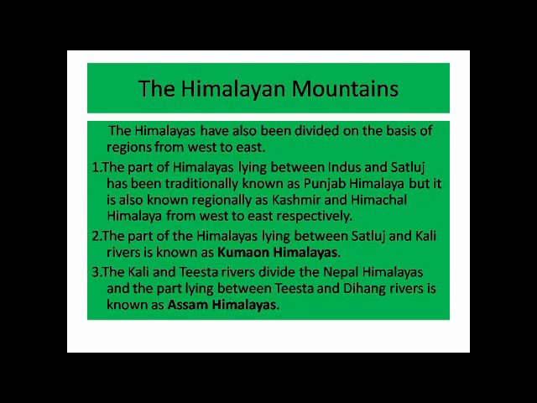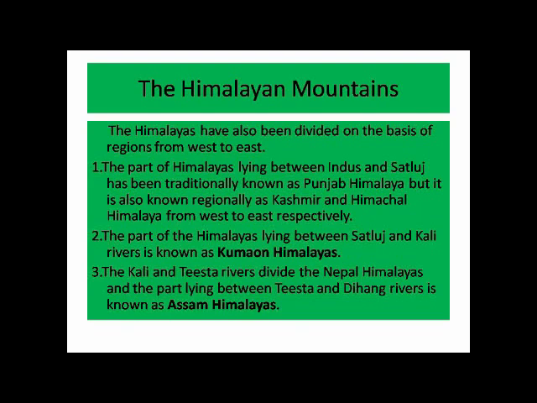The Himalayas have also been divided on the basis of regions from west to east. The part of Himalayas lying between Indus and Satluj has been traditionally known as Punjab Himalaya, but it is also known regionally as Kashmir and Himachal Himalaya from west to east respectively. The part lying between Satluj and Kali River is known as Kumaon Himalayas.